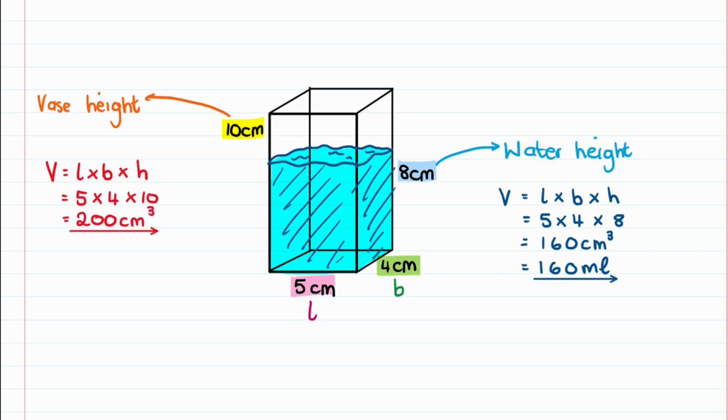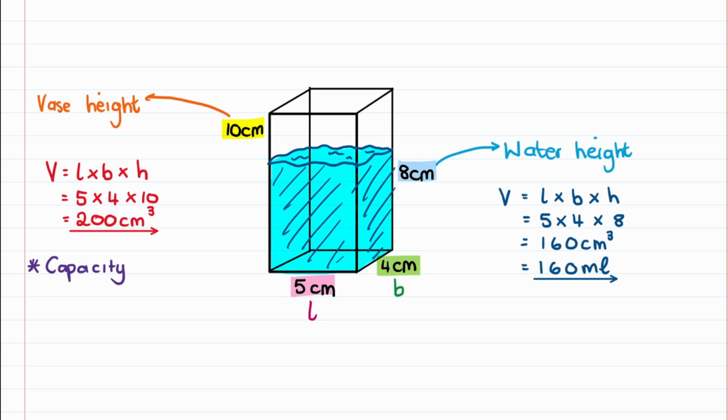As you can see, the volume of the vase is calculated the same way as the volume of the water, except that we keep it as 200 centimeters cubed since the vase is a solid. Okay, but hang on. In the beginning, we spoke about volume and capacity, so what happened to that word?